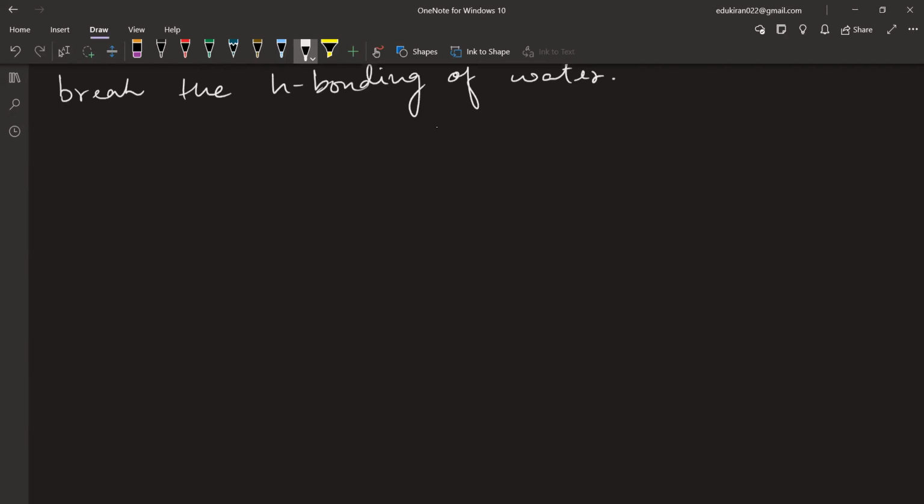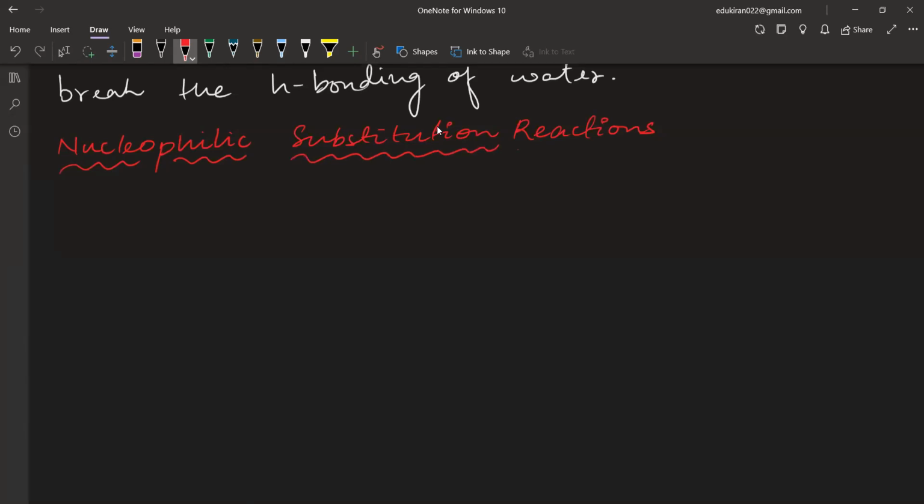Now write the topic. Let us understand there is one type of reaction which is known as nucleophilic substitution reaction. Let us understand that reaction. Then we will look at the types of reaction. We'll look at the mechanism first. What happens in general? So please write nucleophilic substitution reactions. What is a nucleophilic substitution reaction? Let us write the definition.